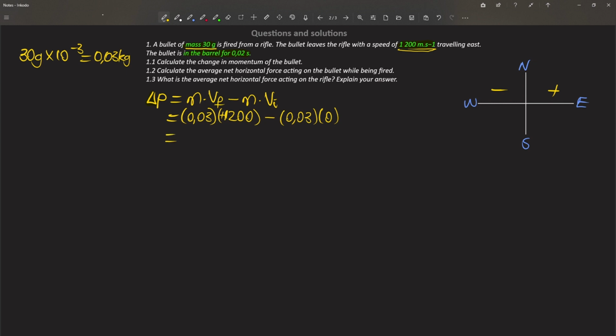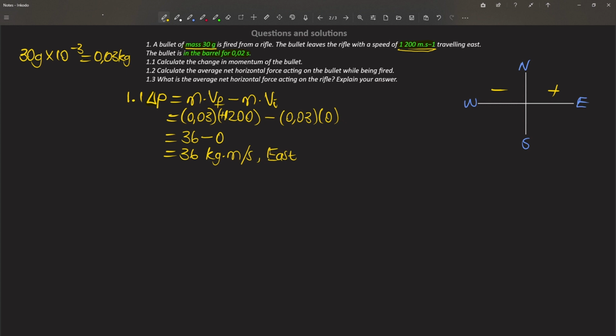So this will give us 1200 times 0.03, which is just 36. 0 multiplied by 0.03 is just 0. And now we will have 36 kilograms meters per second east, which is positive for us. And this was the solution for 1.1.